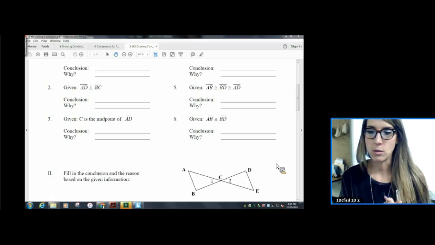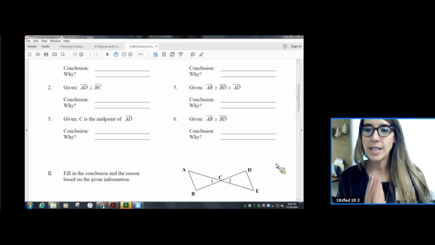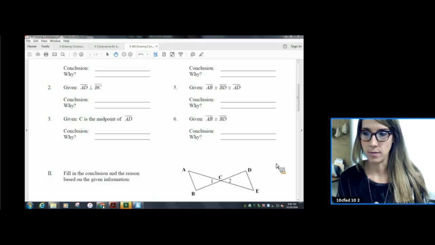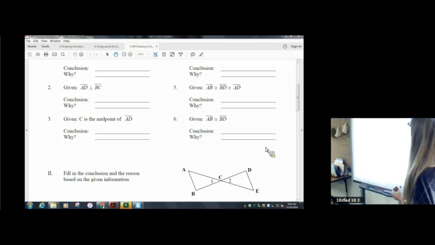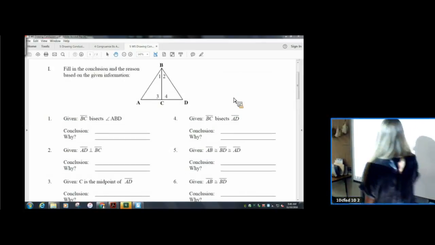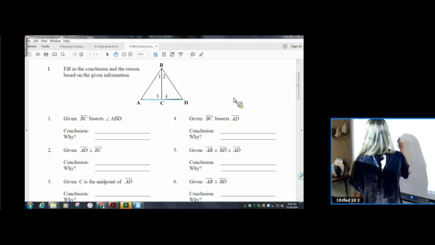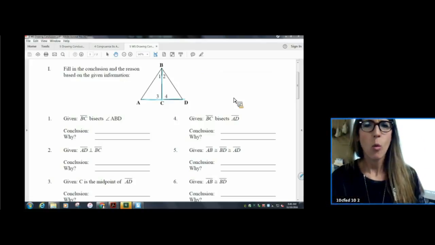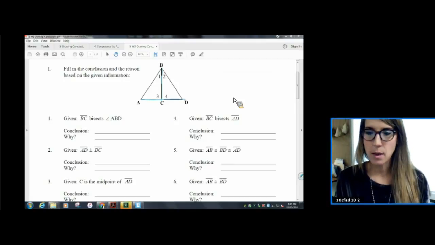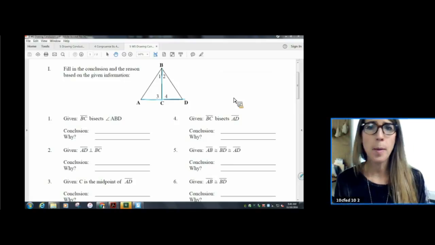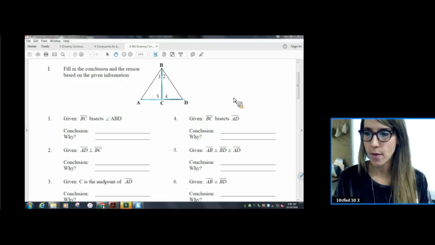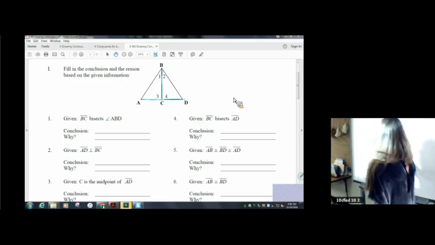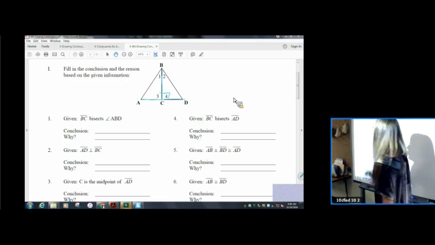Okay, let's start with number 2. Your conclusion always has to directly come from the given. So, if I told you that segment AB was perpendicular to segment BC, I want you to ask yourself, what marking would I be allowed to add to my picture? If I told you those are perpendicular, what would you mark on the picture? You would all go in there and you would put a right angle.